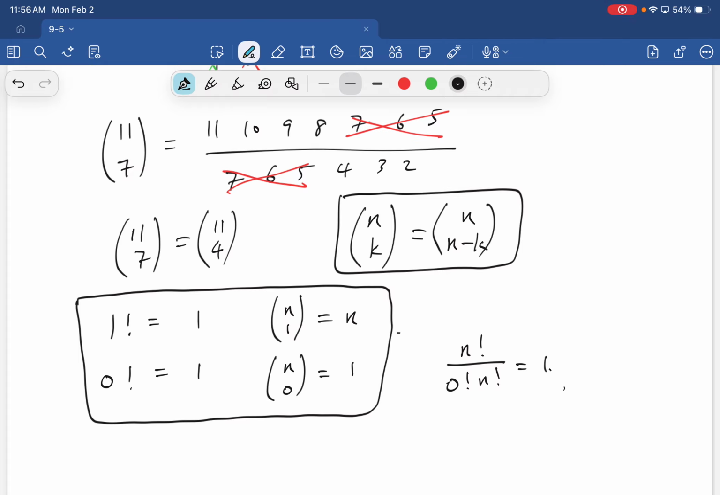Why did you write out 4 through... Like, for this, aren't you supposed to write out 4 through? Yeah, that's the point of my trick. Because I know it's going to cancel, so I don't even write it, right? You know it's going to cancel.